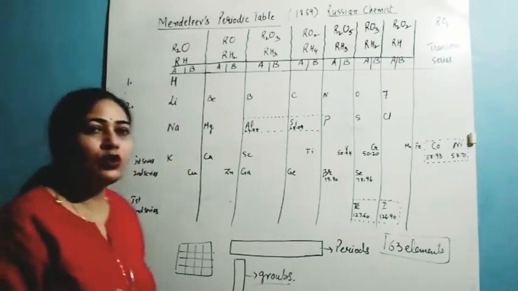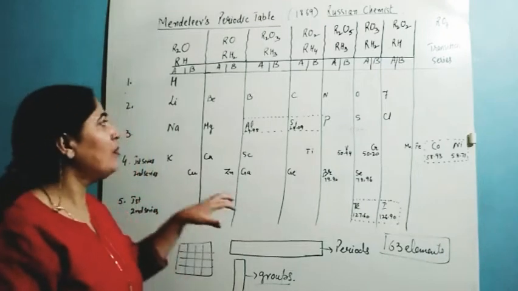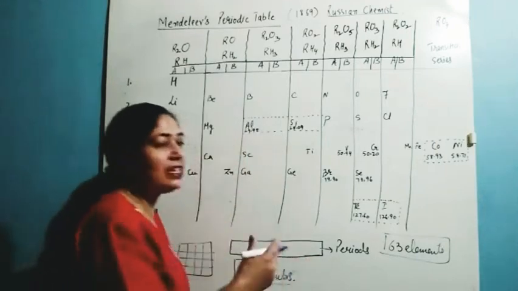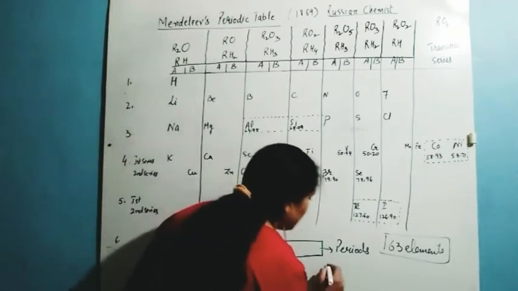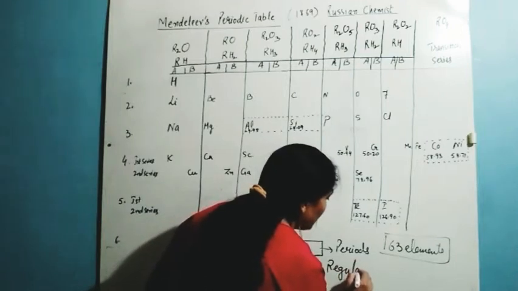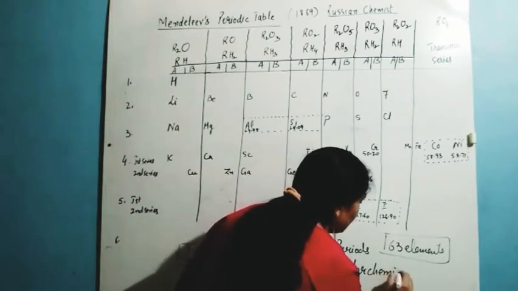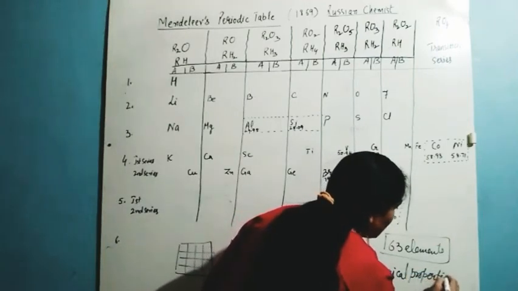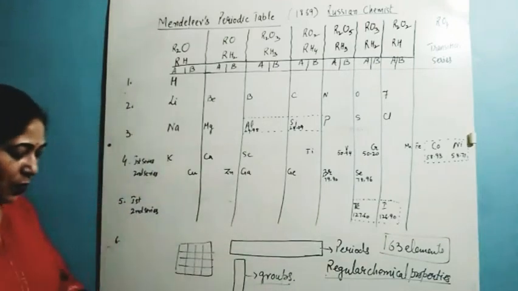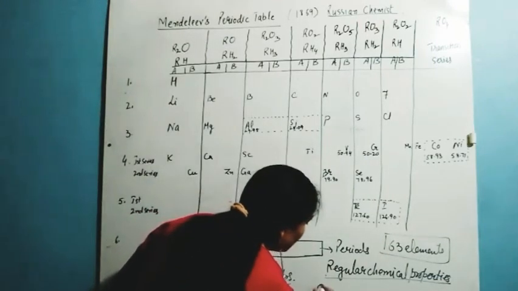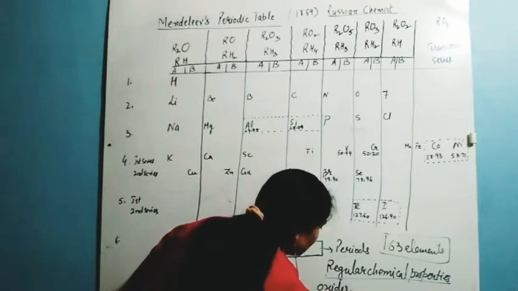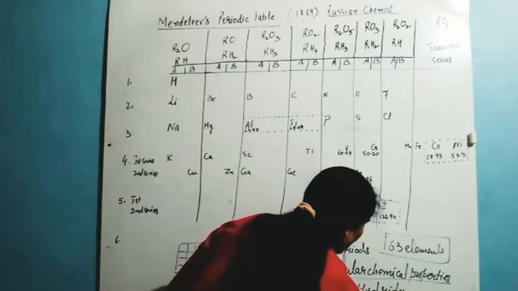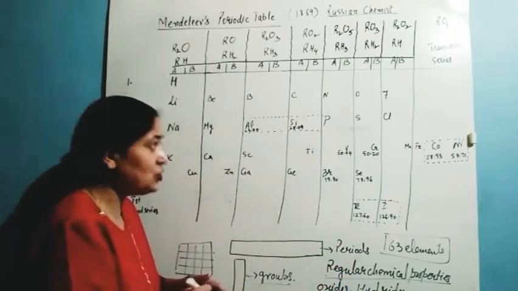Now, what was the most important fact to be considered in Mendeleev's classification? As I told you, along with the increasing atomic mass, he considered certain regular chemical properties also. He studied the chemical properties, on the basis of which he arranged these elements. What were these chemical properties? For example, the properties of the oxides and the hydrides of these elements, for which he formulated the general formula.